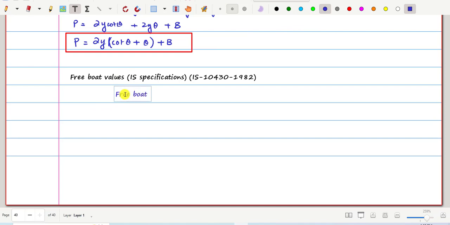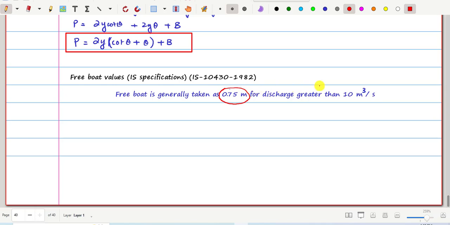So freeboard should be, it is generally taken as 0.75 meter for discharge greater than 10 meter cube per second. Got it? If the discharge in your canal is more than 10 meter cube per second, then we consider the freeboard to be 0.75 meter. We will keep the freeboard 0.75 meter in our lined canal if the discharge is greater than 10 meter cube per second. Actually, this is a general value.